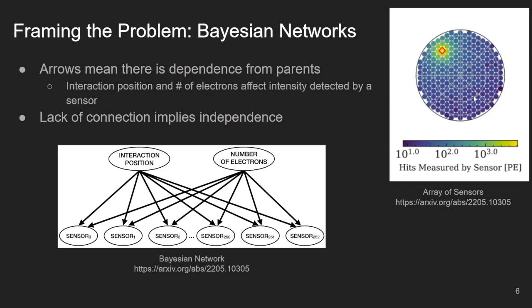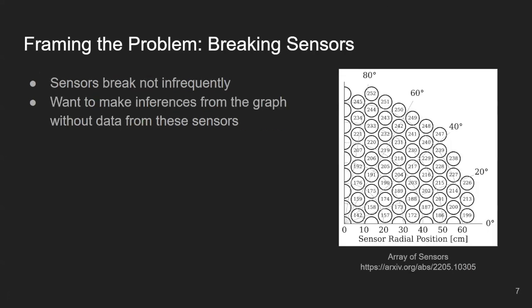And so we'd like to quantify that relationship using positional reconstruction and also to fill in gaps of information left by broken sensors. Sensors are very sensitive and break non-infrequently and are super difficult to fix as you have to open the tank, which we don't want to do. So we want to be able to quantify these relationships between sensors so we can effectively guess what number of electrons broken sensors most likely would have detected.